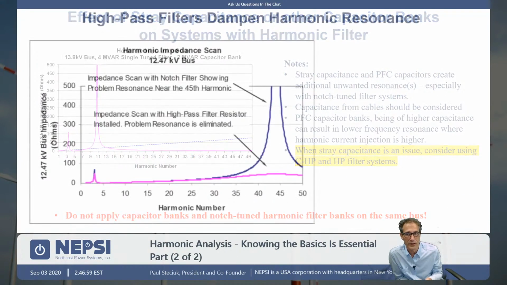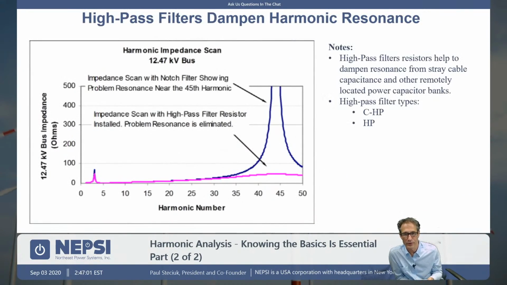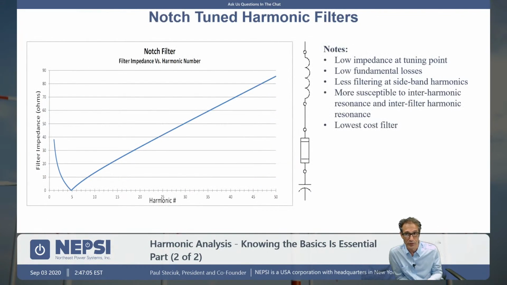So we don't always design filters tuned to 4.7. Sometimes it's 5.0 or 5.1. And there are reasons why sometimes we go above. So it's part of the process of designing the filter in the harmonic study: what are you trying to achieve? What performance are you trying to get to?